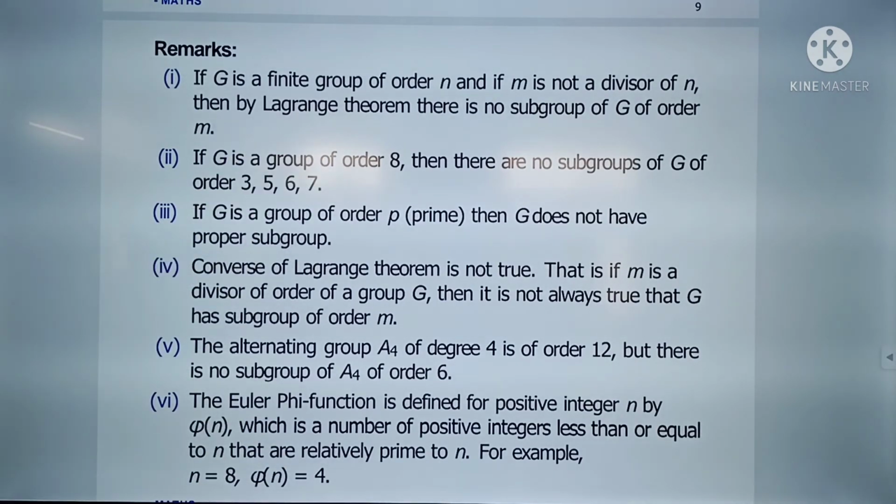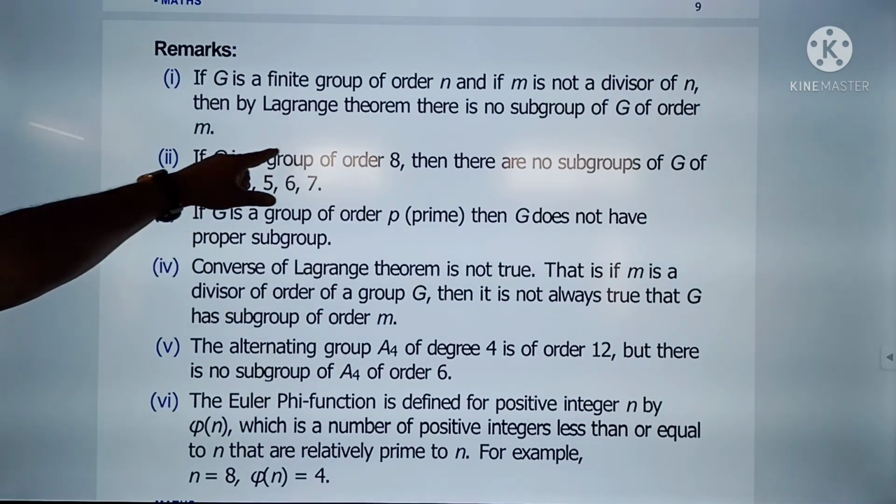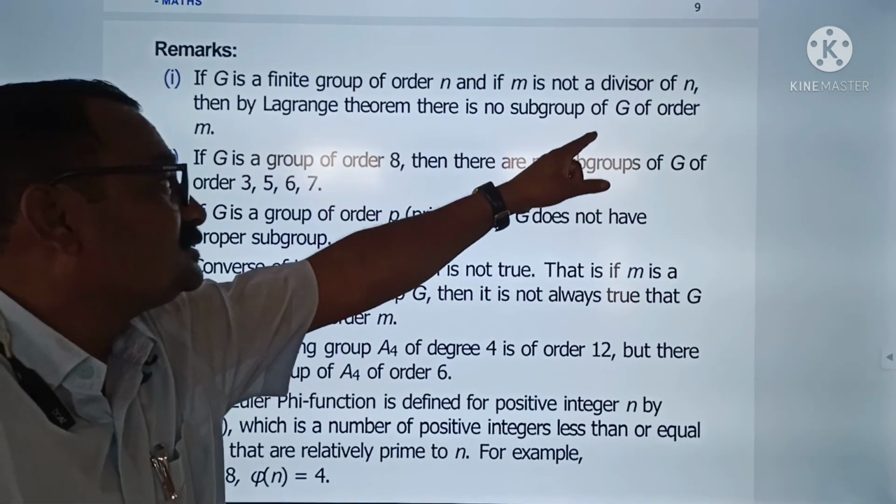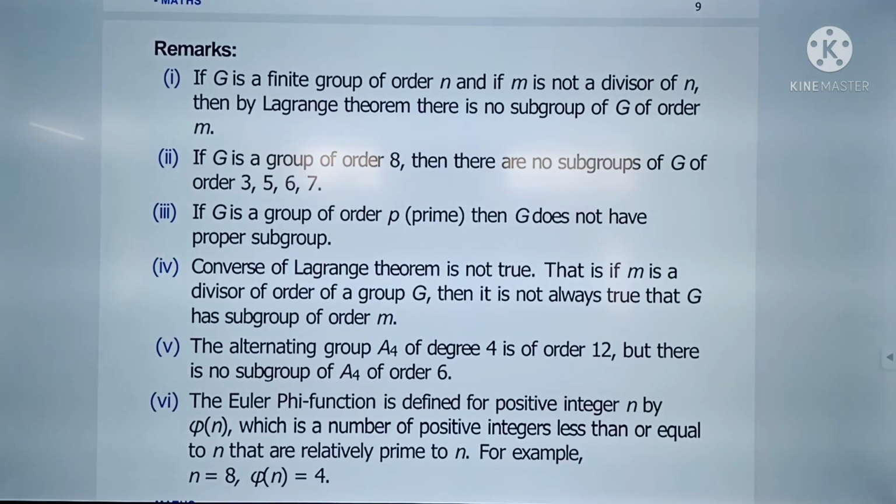If G is a finite group of order n and m is not a divisor of n, then by Lagrange's theorem there is no subgroup of G of order m.